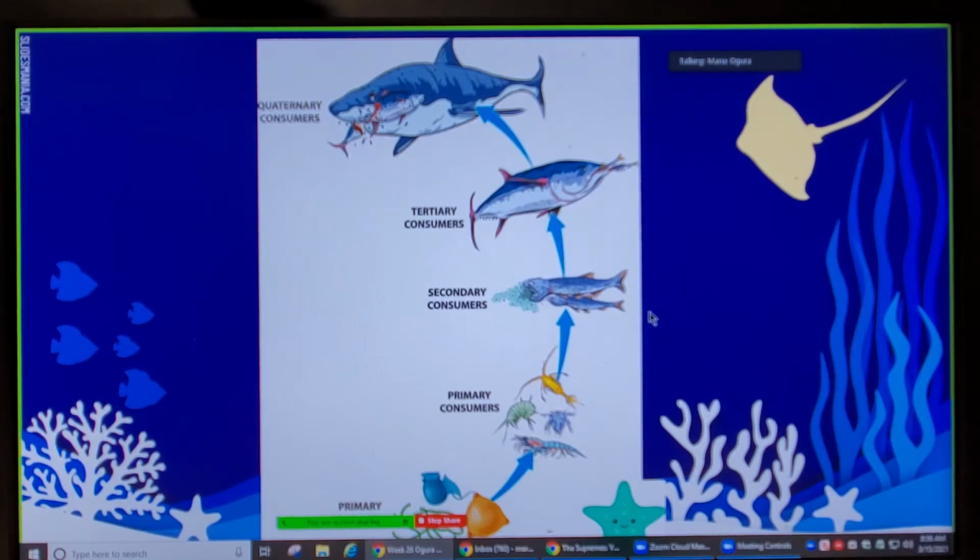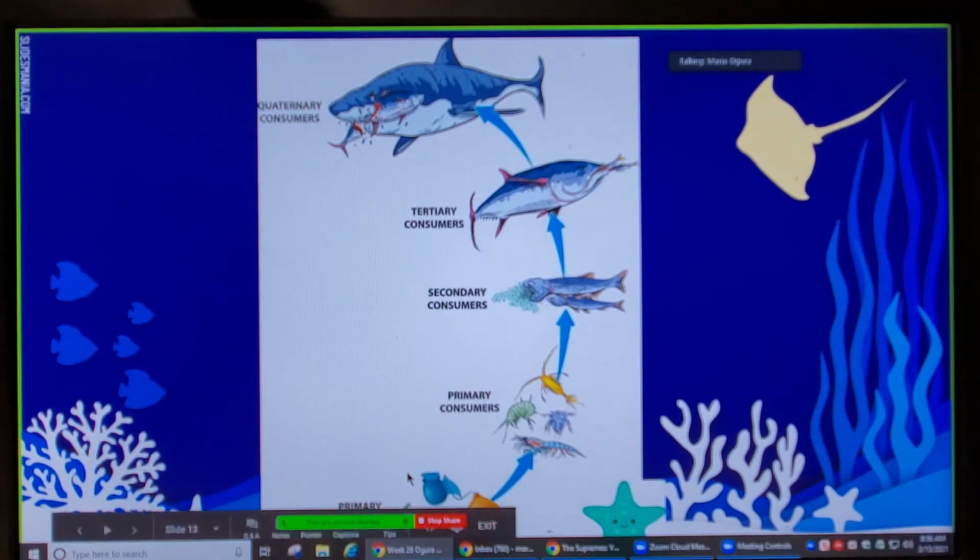Okay, so here's a much longer food chain, and look at that vicious looking shark there. So it starts down here, and I wish I could get rid of that thing.